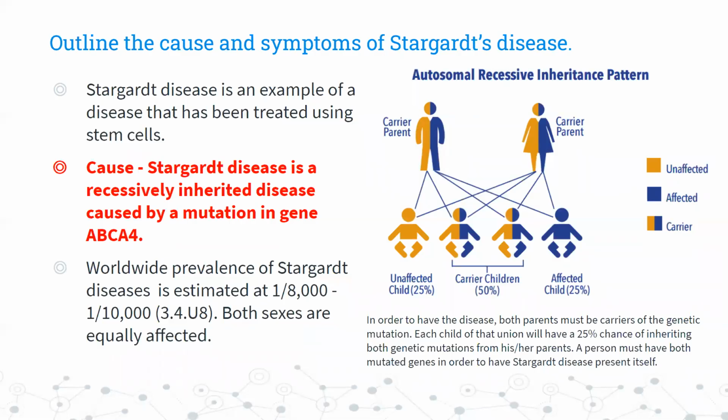We're only writing the red. We are specifically looking at this, obviously, because it's a stem cell treatment example. We can see that the worldwide prevalence is 1 out of every 8 to 10,000 people.